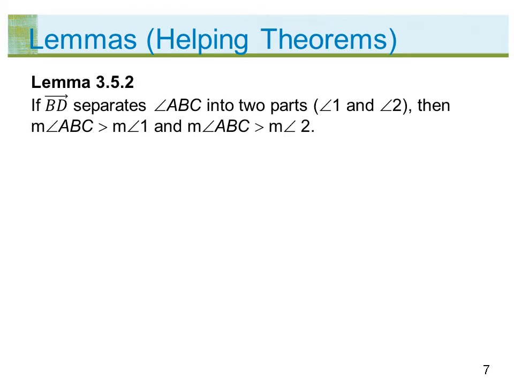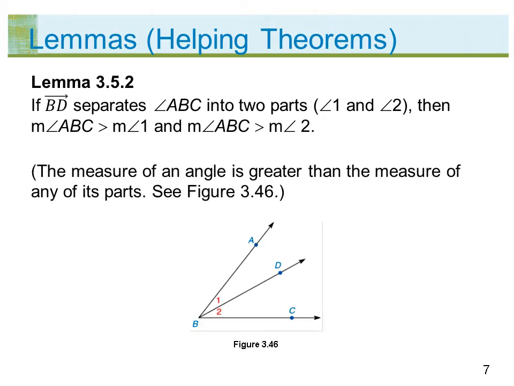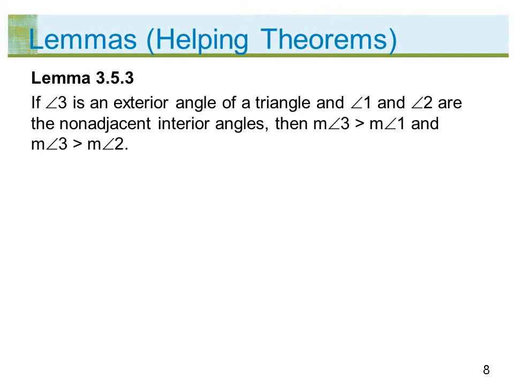Lemma 3.5.2: If ray BD separates angle ABC into 2 parts, angle 1 and angle 2, then the measure of angle ABC is greater than the measure of angle 1, and the measure of angle ABC is greater than the measure of angle 2. The measure of an angle is greater than the measure of any of its parts. See Figure 3.46.